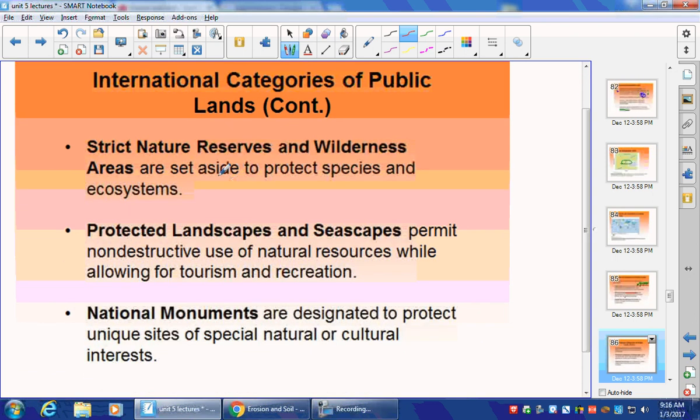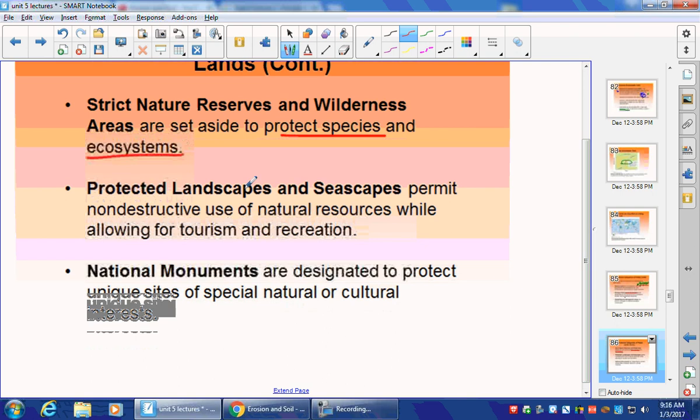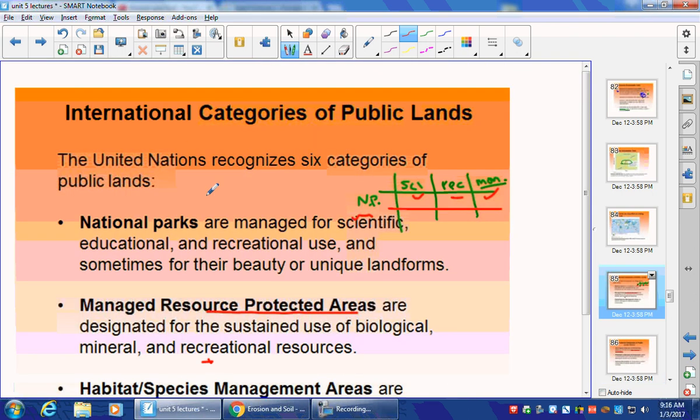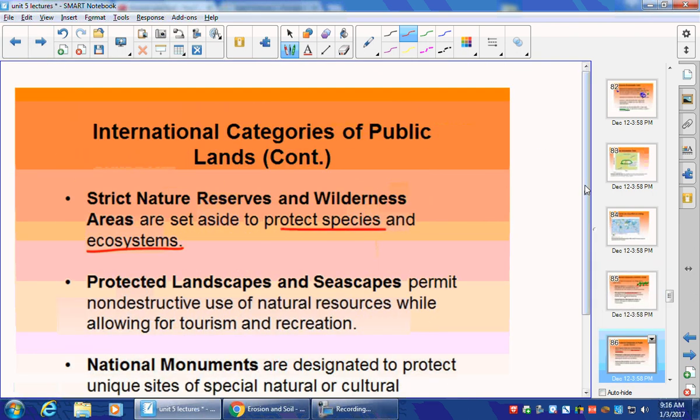All right, so let's see some more. Strict nature reserves and wilderness areas. They protect species and ecosystems. So this isn't just animals, but it's also the trees and things that are there, special types of flora. Right? Protected landscapes and seascapes permit non-destructive use of natural resources while allowing for tourism and recreation. So this is kind of the sea equivalent of how national parks work, right?